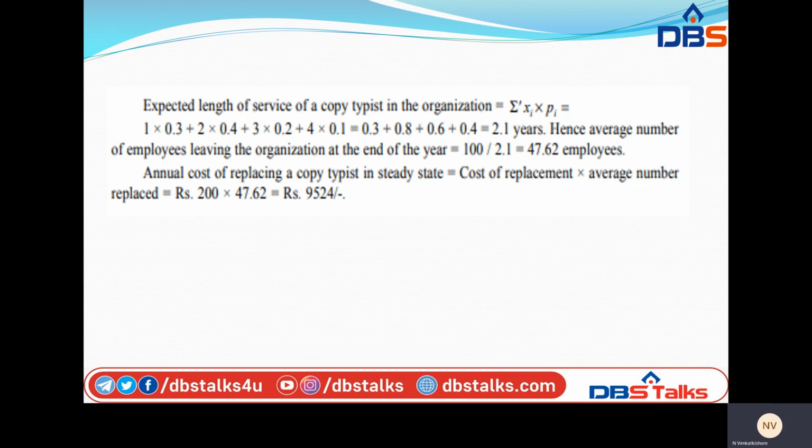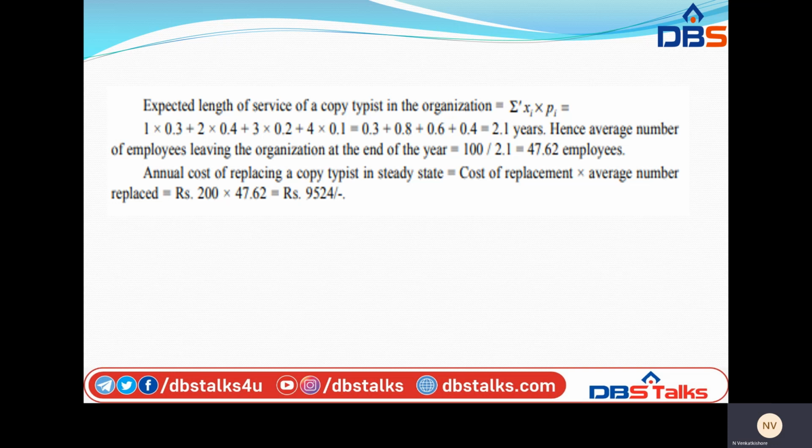Hence the number of employees leaving the organization at the end of the year is 100, the total number, divided by the average of 2.1 years, that is 47.62 employees leaving.